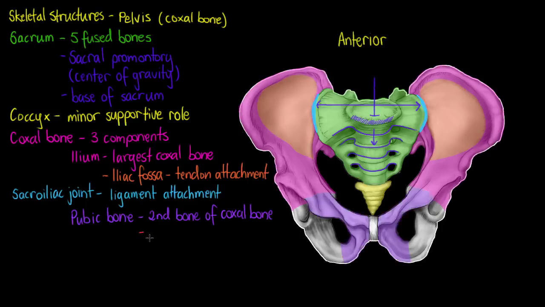So that's our pubic bone there. And the feature that we're going to find on our pubic bone is called the pubic crest. The pubic crest I'm just outlining here on either side. So there's our pubic crest, and it's going to be a point of tendon attachment. So we're going to have muscles attaching to this protuberance on the pubic bone.